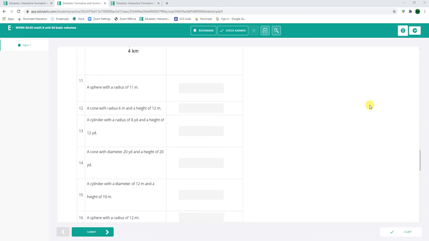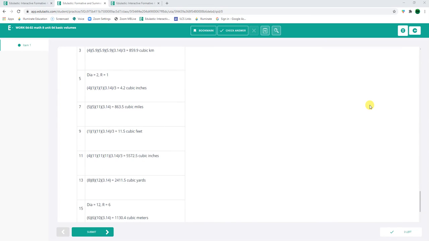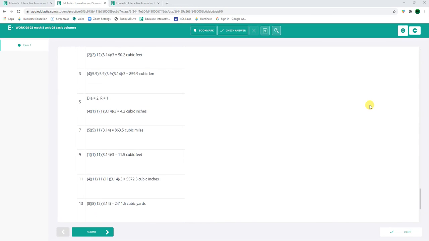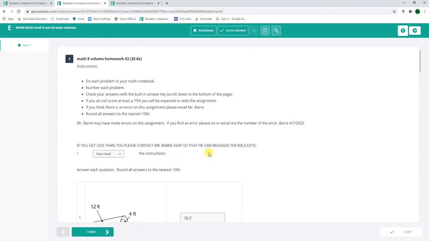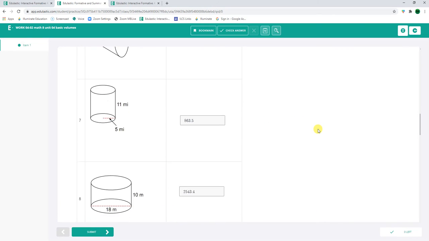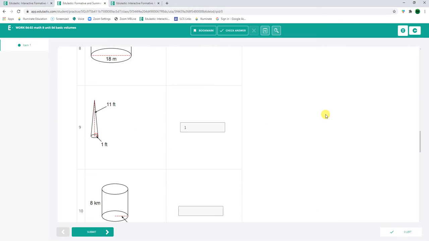Number 9, it doesn't like number 9. What is it like down here? 11.5. 1 times 1 times 11 times 3.14. 1 times 1 times 11 times 3.14 divided by... I messed that up pretty badly, didn't I? Number 9, I wrote it down right?